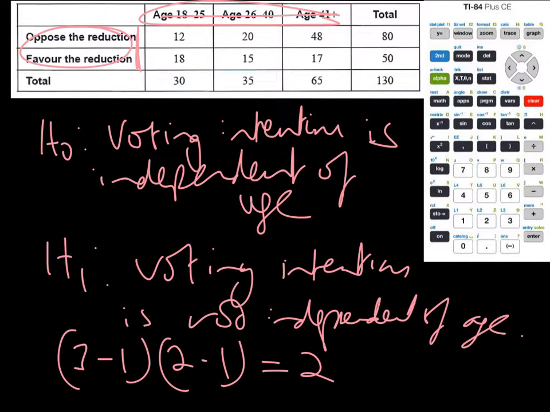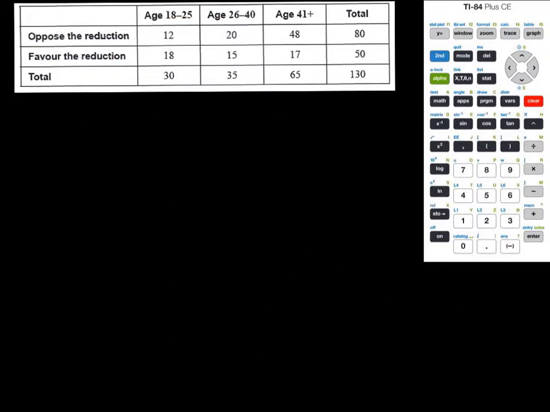For the next part of the question, we are asked to show that the expected frequency of those between the ages of 26 and 40 who oppose the reduction in the voting age is 21.5. So on the table of results, we're looking at those between the ages of 26 and 40, which is this column, and we are looking at those who oppose the reduction, which is this column here.